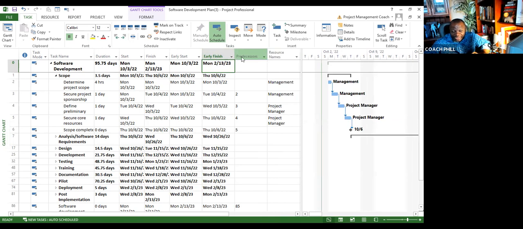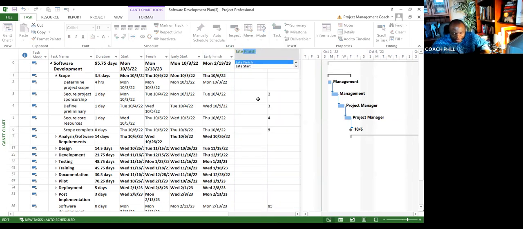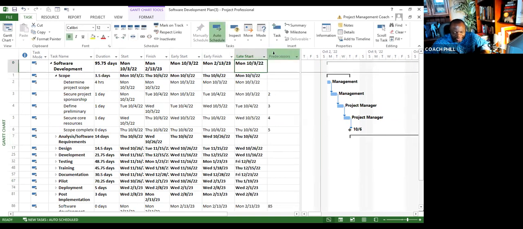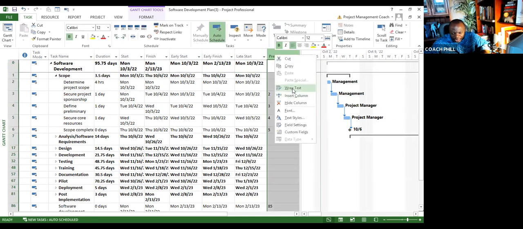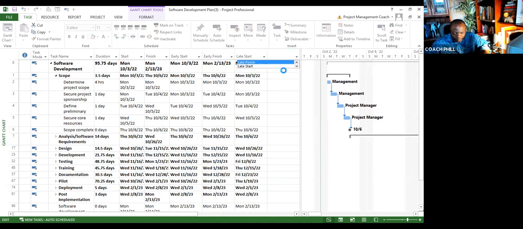You know what I mean? Let's keep it real. Let's keep it 100. So let's put in the late start as well. So this is just a schedule that I created with a template. Okay, let's put in the late finish.